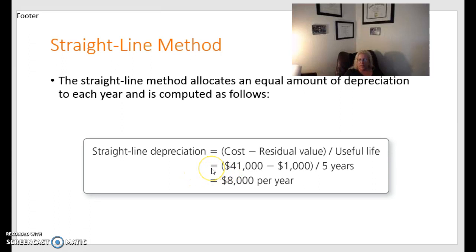So here in this example, we have a cost of $41,000 and a residual value of $1,000. We're going to subtract that out, divide by 5, and we get $8,000 per year for the depreciation.